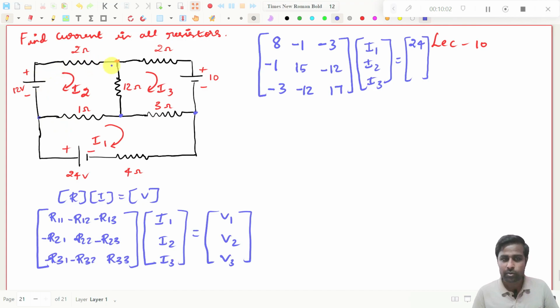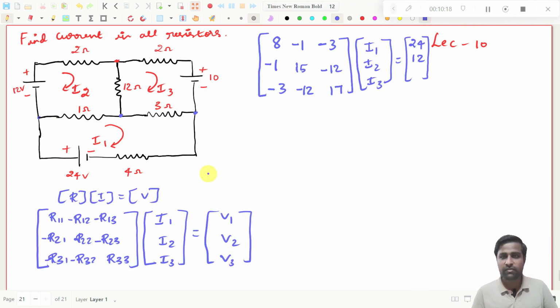So start from this point, go here, come here, and you end here, right? So from this point you start, you are going from minus to plus, which means it will be plus 12 volts, and we don't have any other voltage sources, so it will be plus 12, no problem.